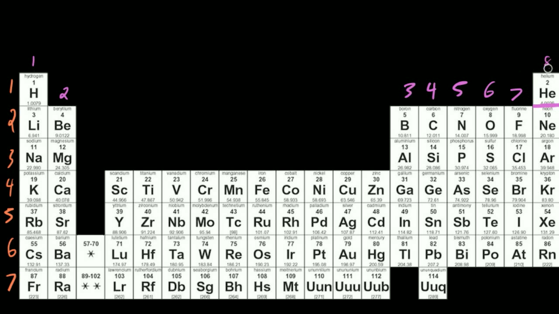Helium doesn't necessarily want to get to 8 electrons. Helium is perfectly fine just having 2 electrons. So these are the numbers of valence electrons.